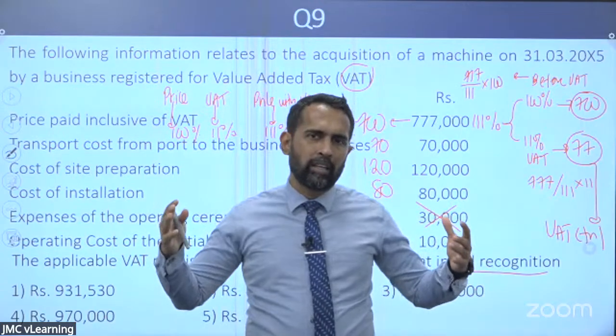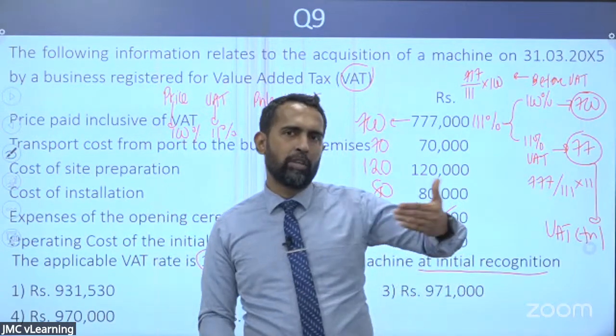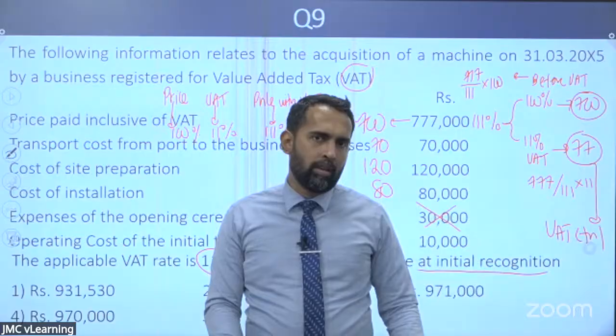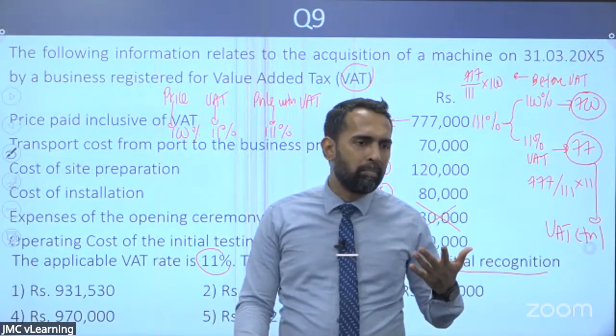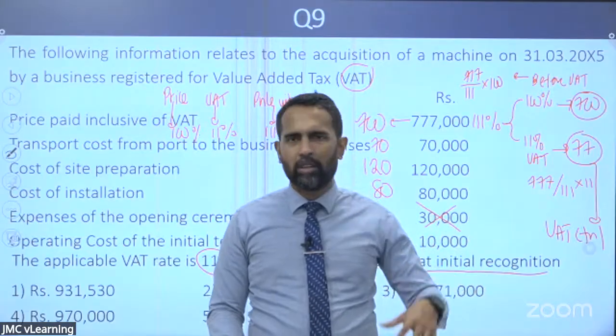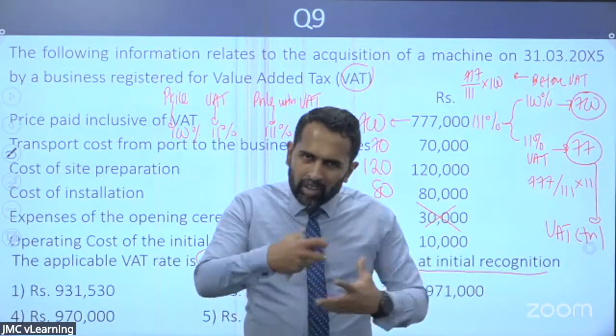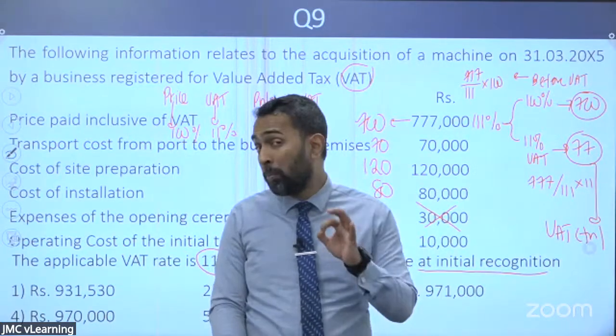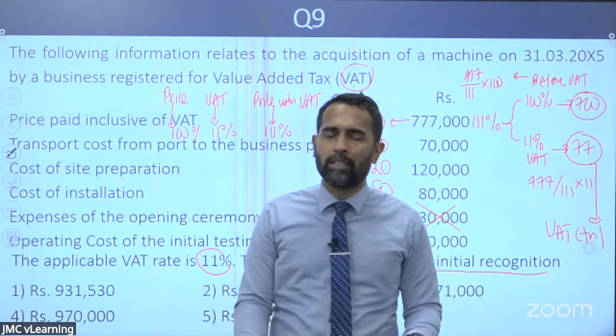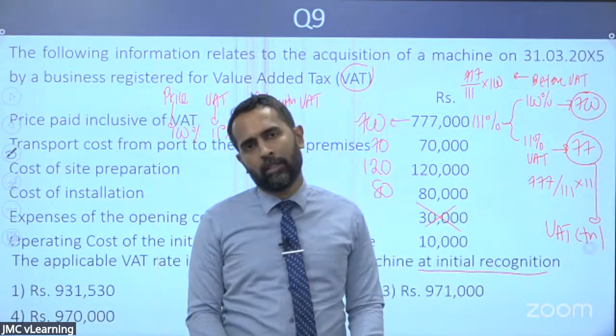Say that machine is a cheese production machine. For you to manufacture the cheese, you need to use milk. That's an operational cost. Then the employees who are working on that machine, the labor cost, those are operational costs. That operational cost you cannot capitalize to the asset. You cannot add that to the asset.